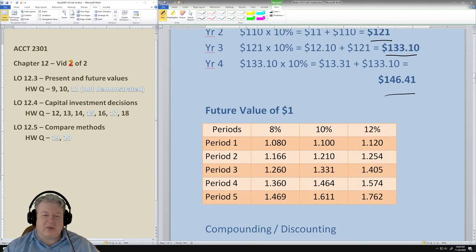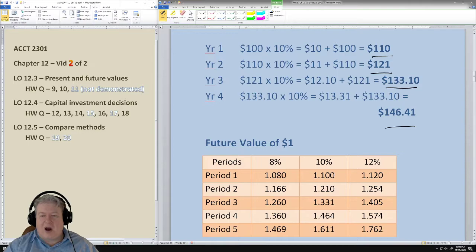Now, obviously, the table is much bigger. It's got everything from 1% up to 20%. It's got periods 1 through 5, plus all the way up to periods 20 or 50 or 100. But I'm just taking a small section that's covering the place that we're looking at. So our percentage is 10%, and we're looking at the first 4 years, right? So if you notice, this is a future value of $1.